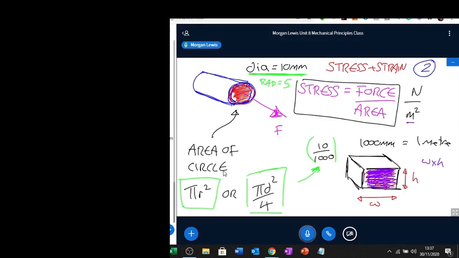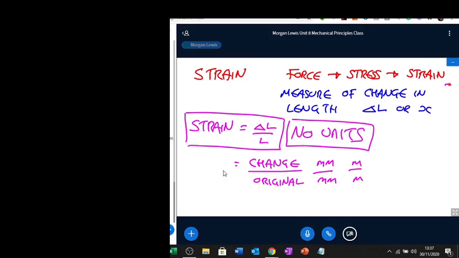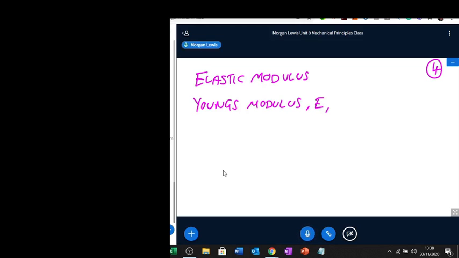What page was this? Page 3. Page 1, page 2, page 3. And then page 4, we did a thing called elastic modulus, which is also called Young's modulus. Symbol is E. It's how stretchy something is, how elastic something is.